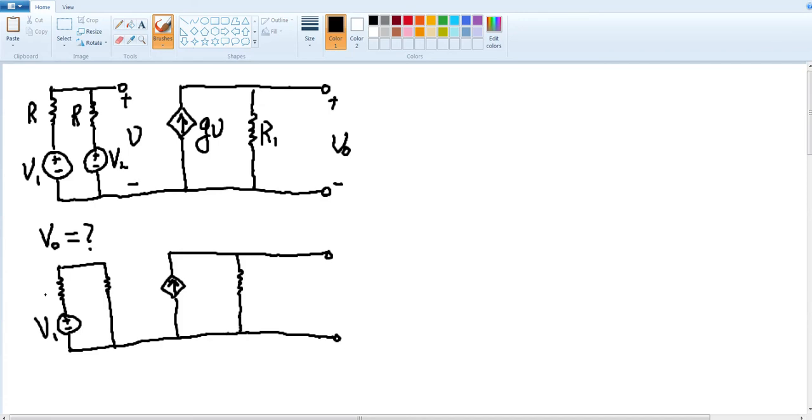So this is V1, this is R, this is R, and let's call this voltage VA. And then the dependent source should depend on GVA, and this is R1. Now let's call the output voltage VOA. So now the question is, how do we calculate VOA?